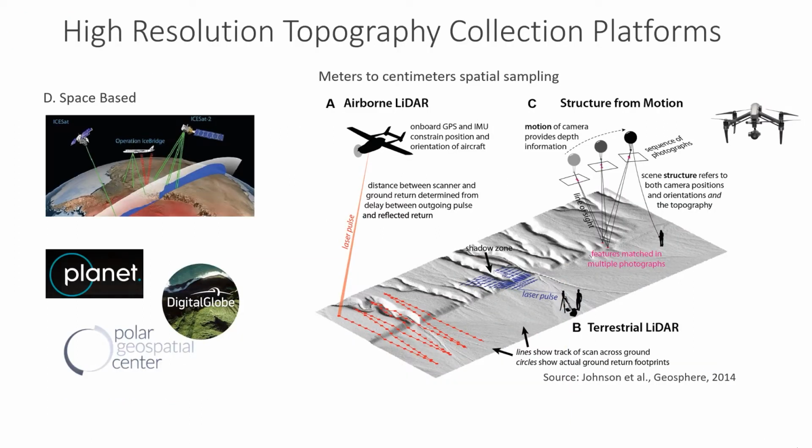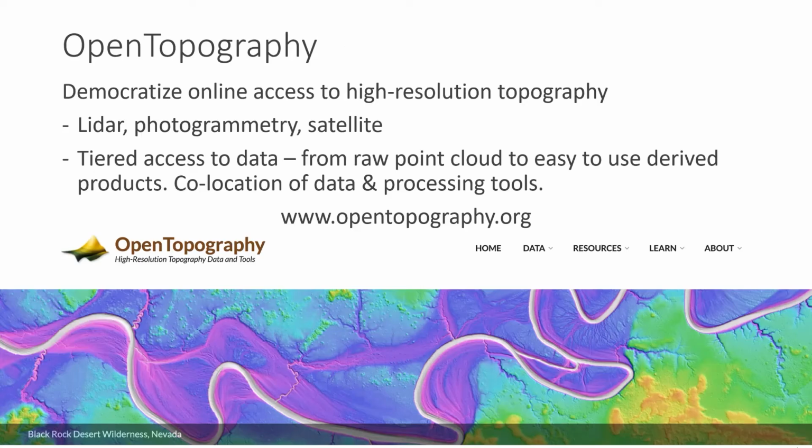how we've been working to advance surface process studies with open access to high-resolution topography. High-resolution topography is collected from many platforms. It can be space-based, and we see both laser and photogrammetric approaches as well as radar. But most of our emphasis in our work has been on airborne and terrestrial platforms, both laser scanning and photogrammetric or structure from motion. Open Topography is dedicated to democratizing online access to high-resolution topography.